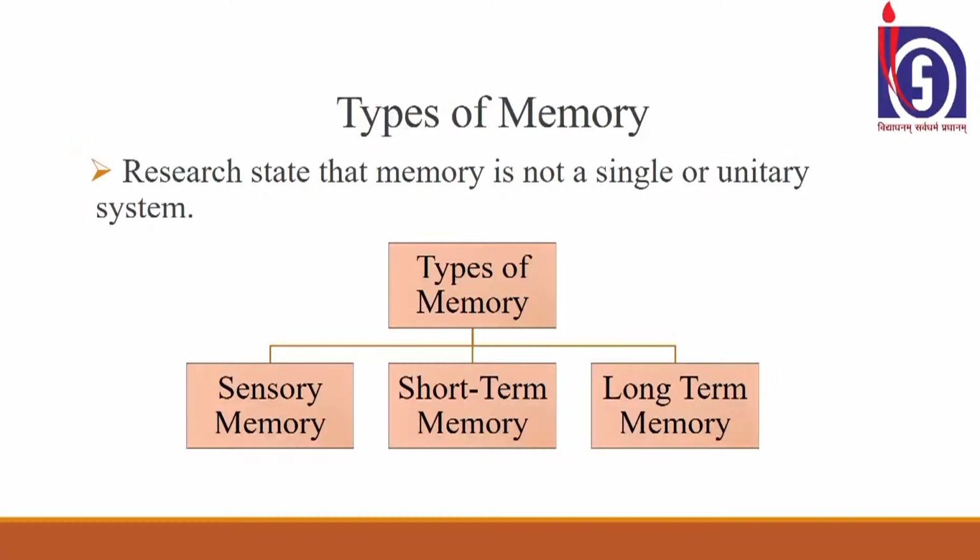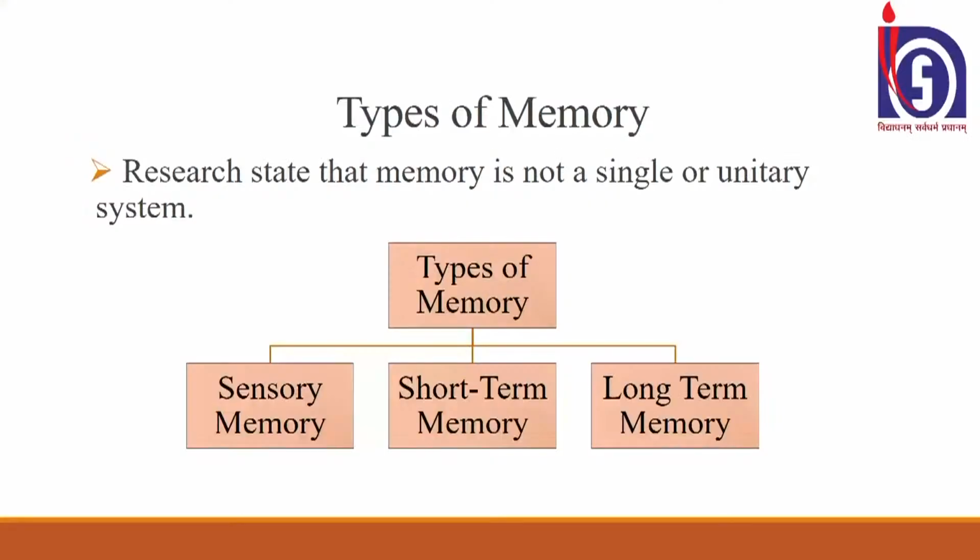Next we come on to the types of memory. Research basically states that memory is not a single or unitary system. As we have discussed, memory is not a single system. It has multiple processes involved. So we are trying to study what are the different types of memory and how these memories are different from each other. The first type of memory we are going to study is sensory memory.